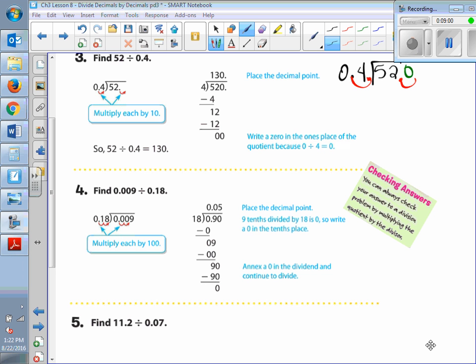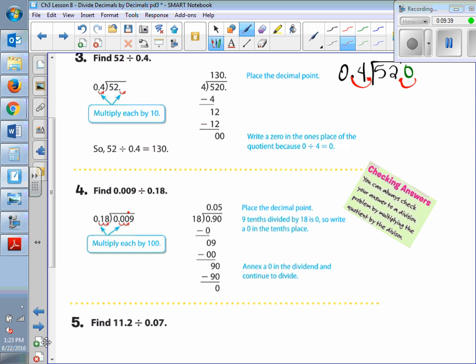So the next example, we have 9,000 divided by 18 hundredths. Now, in this example, we're moving that decimal 2 places to the right. So because I move it 2 places to the right in the divisor, I have to move the decimal 2 places to the right in the dividend. Right? And then you're just going to take that decimal and move it straight up. And then you just divide like normal. Is everybody clear with that?